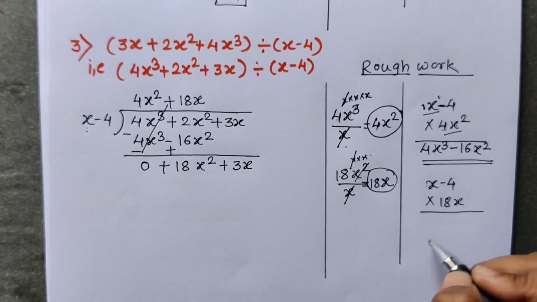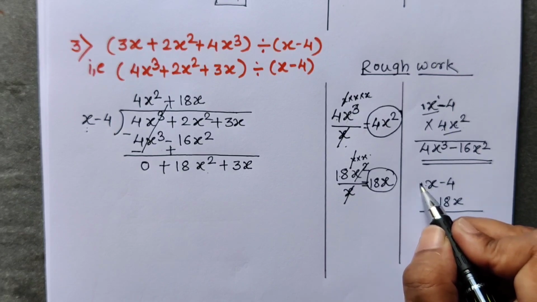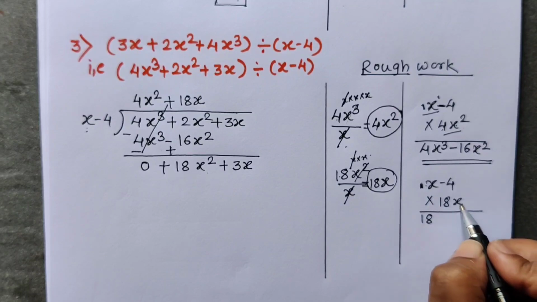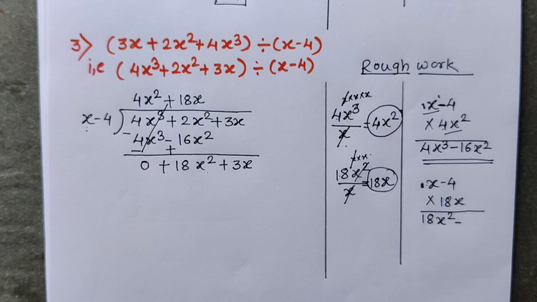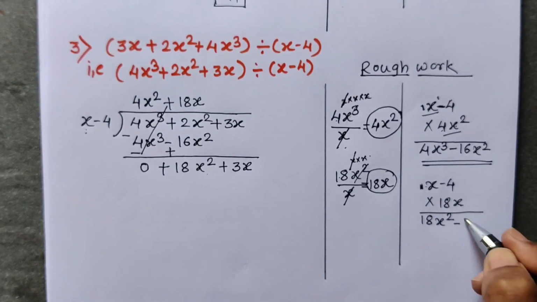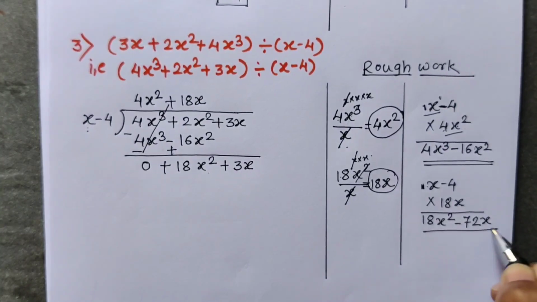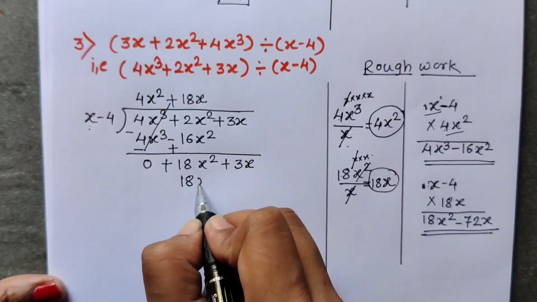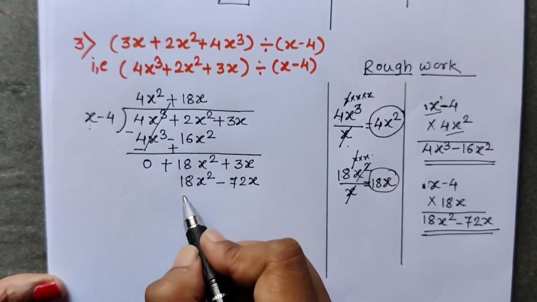So 18x multiplied by x: 18 into 1, nothing is there means 1. We first multiply coefficient with coefficient, 18 ones are 18, and then variable with variable, x into x is x square. Minus 18 fours are 72, and this x we write as it is. This 18x square minus 72x we write under the dividend.